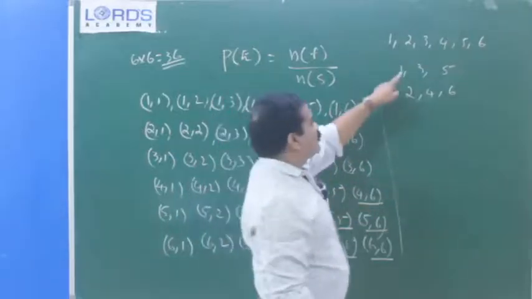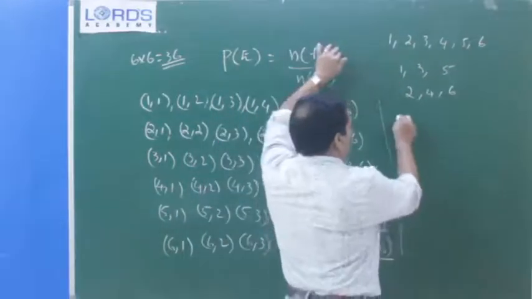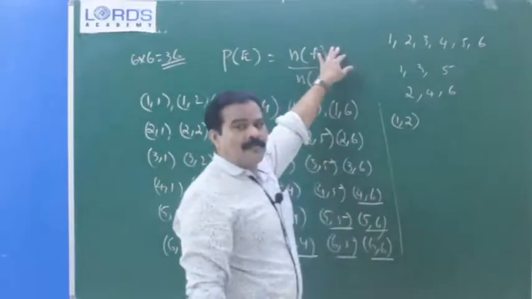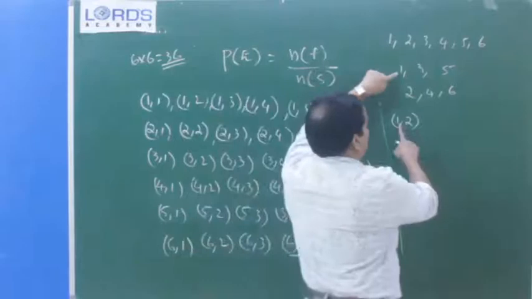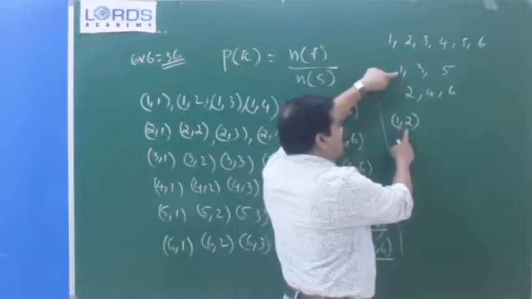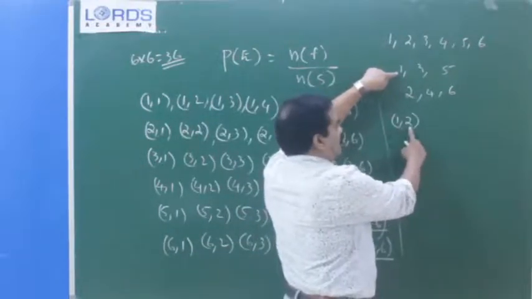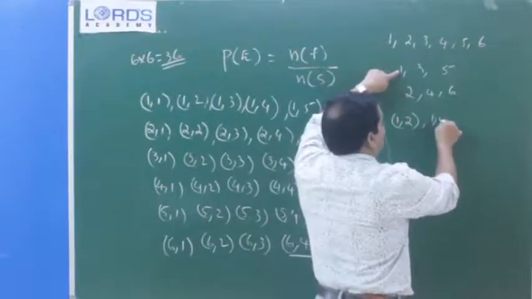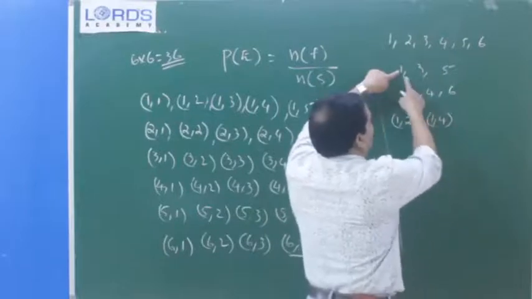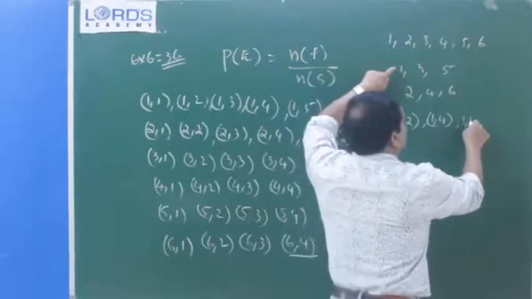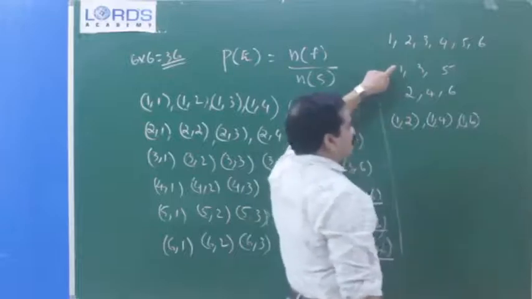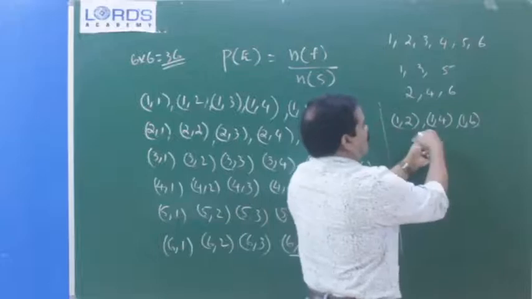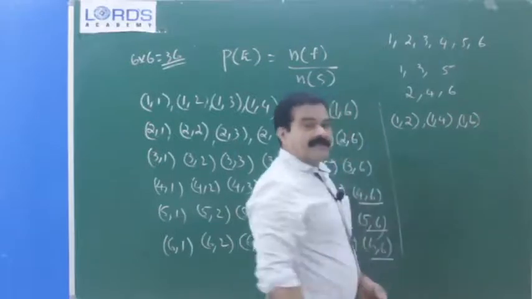First you take 1, 2. This satisfies our condition. Then 1, 4 you can take. Then 1, 6. Then you can also take the reverse order, that also you can consider.